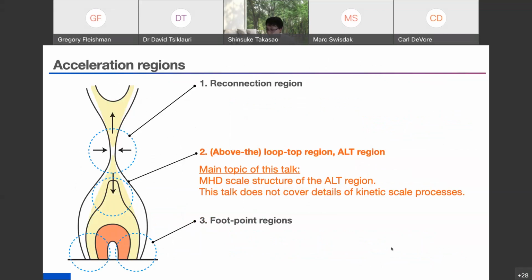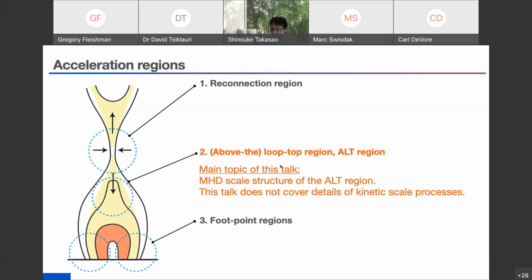Nevertheless, many numerical studies have been carried out to understand the electron acceleration process in the corona. Here, I want to briefly summarize the previous works. Previous studies investigate the electron acceleration process in these three regions: the reconnection region, of course, the above-the-looptop region, and the footpoint regions. And I'd like to briefly introduce some important works.